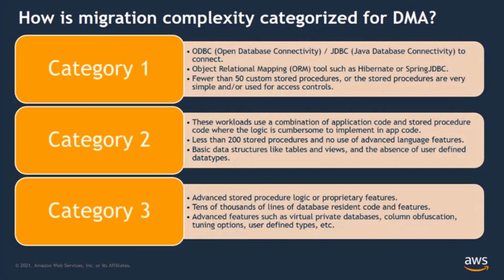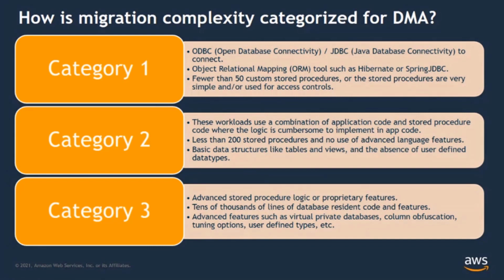And category 3 is the most complex category that we are considering. So these are much more complex than category 2. There's more business logic in the stored procedures, potentially tens of thousands of lines of code in the procedures and functions, and usage of certain advanced engine-specific features.